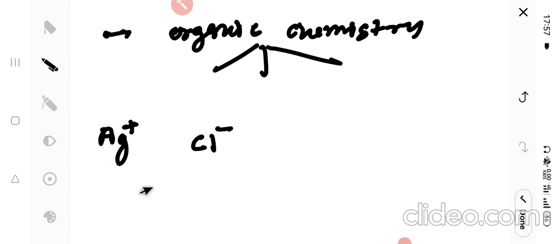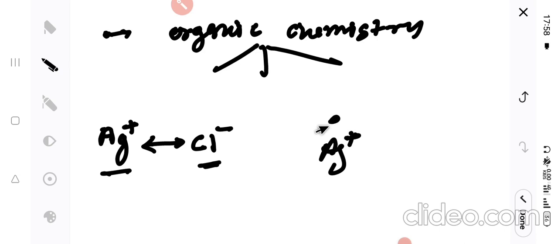Both of these species have charge, and charged species attract each other. Both species attract because silver is positive and Cl is negative, meaning a cation attracts an anion. In this reaction, we know that the silver ion, Ag plus, is surrounded by electrons, like this.